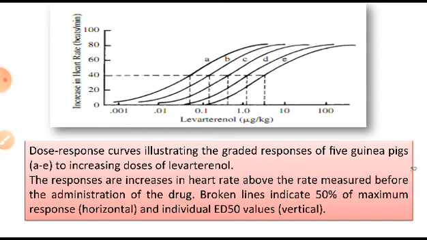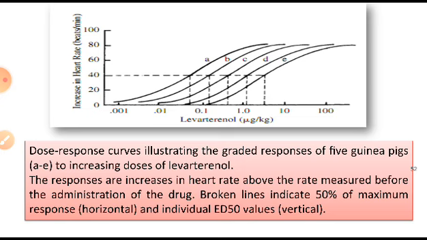You can see here they are using 5 guinea pigs A, B, C, D, E, and using different doses here, right? So you can see 0.001, then 0.01, then 0.1, then 1, like that they have used. The drug here they have used is levarterenol. So what happens if you give levarterenol 0.001 microgram per kilogram? What heart rate will you get by this, right? So heart rate increases this way.